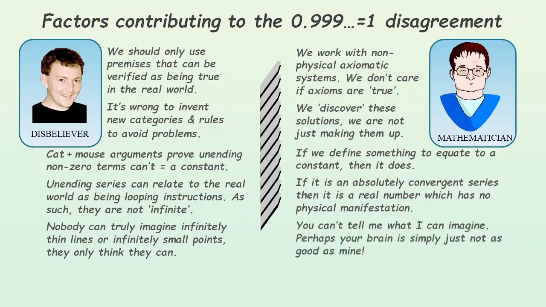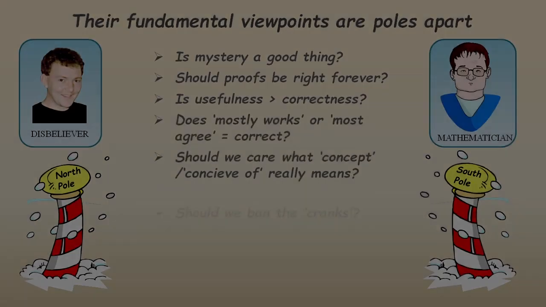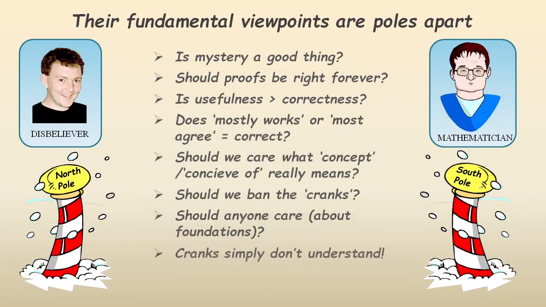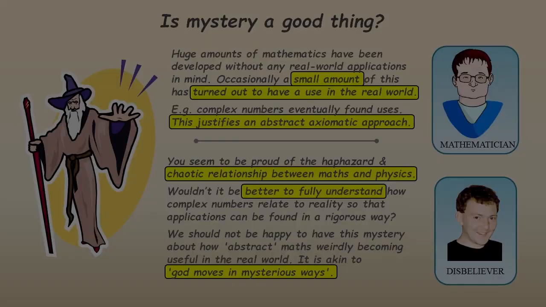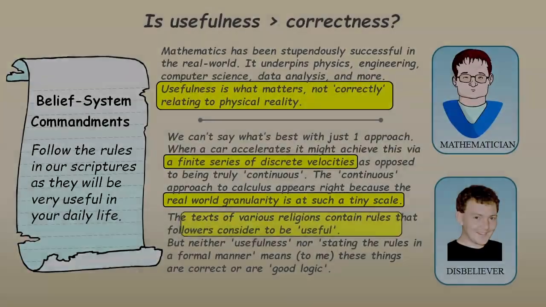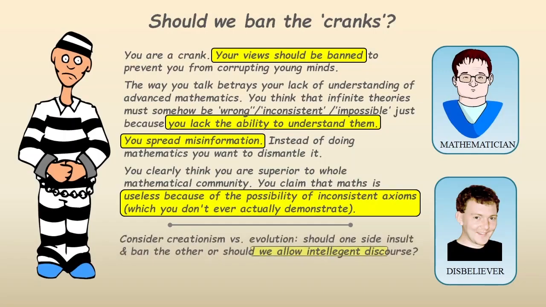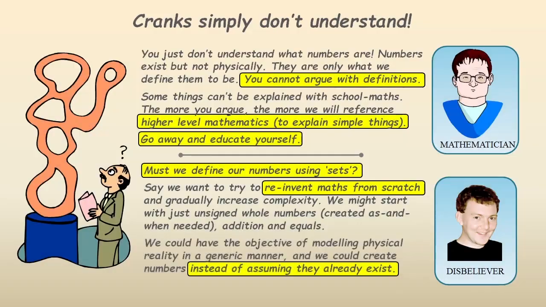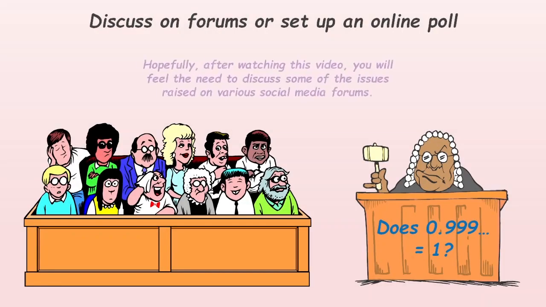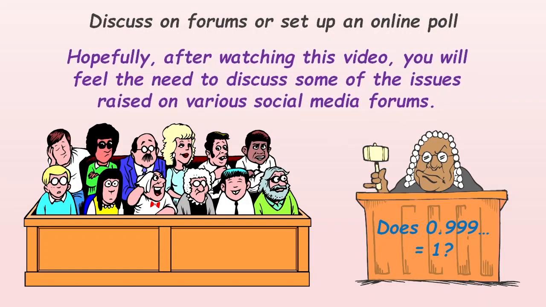We've covered a lot of different opinions relating to the 0.9 recurring issue. These disagreements spill over into disputes about the foundational principles behind all mathematics. The two sides are fundamentally opposed on almost everything, because what makes perfectly good sense to one person will sound like complete and utter nonsense to another. I hope you will go on to discuss the issues raised on other forums, so that we can all help to raise the awareness of these important foundational problems.